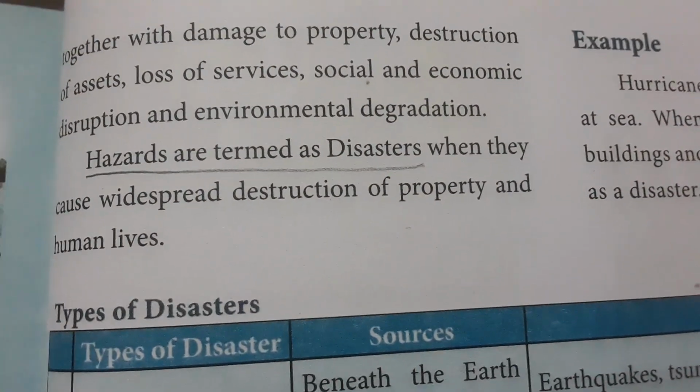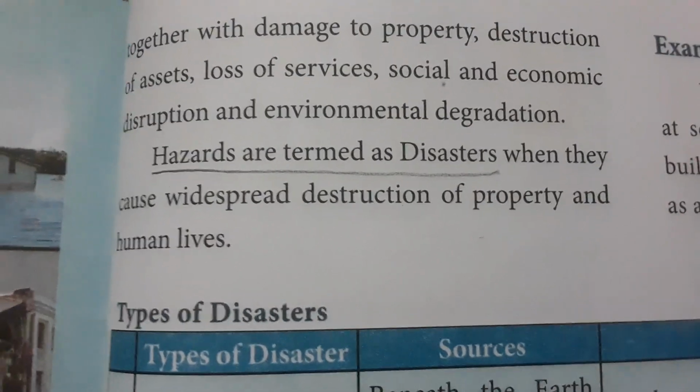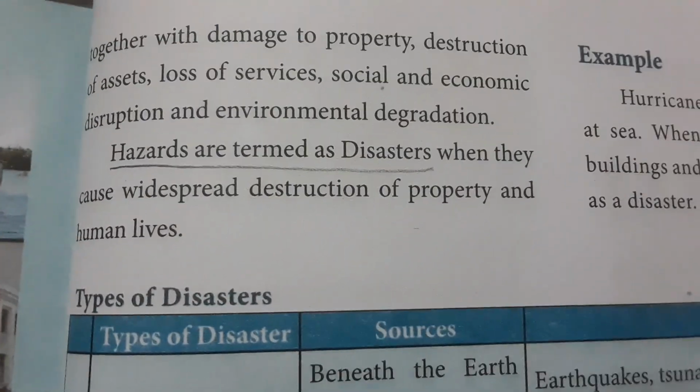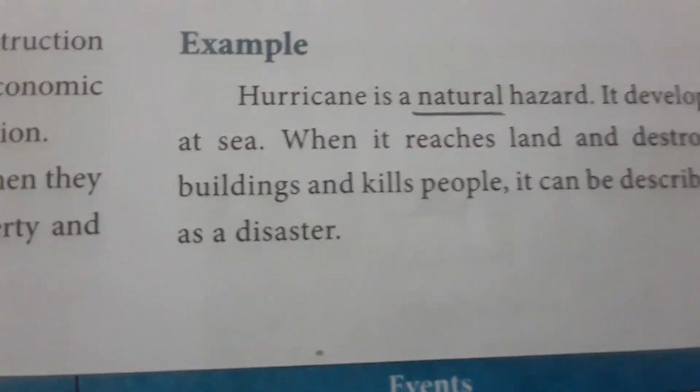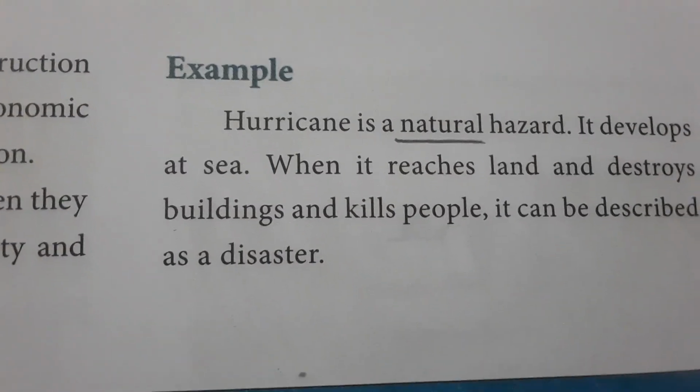And hazards are termed as disasters. So hazards are termed as dash, means disasters. And hurricane is a dash hazard. It is a natural hazard.